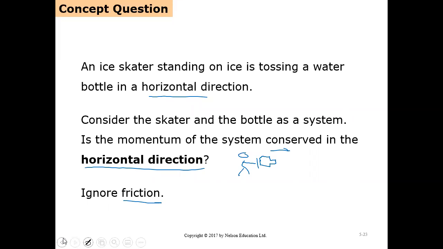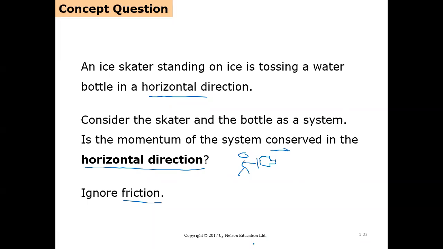And of course, we are ignoring the air resistance also. That is anyway very small, we can ignore it safely. But we are ignoring the friction as well. That means there can't be any external force in the horizontal direction. The force that he is pushing on the bottle is an internal force. When you push the bottle to the right, the bottle will push the man to the left.